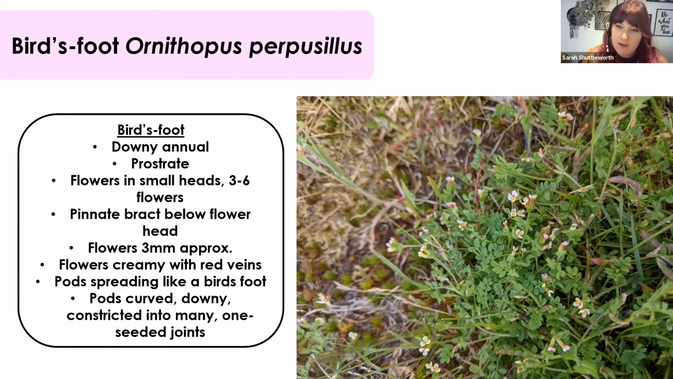When you do get to look at them up close, they're a creamy color with red veins going along the standard petal at the back. The pods themselves, the reason it's called bird's foot is because the pods look so much like a bird's foot when they're spreading out, and they are curved and downy all over. And then each little pea is constricted into these little jointed parts, which I've got a photo to show you.